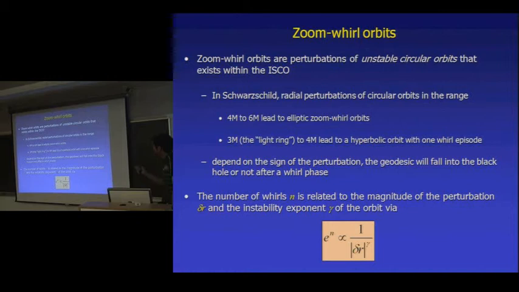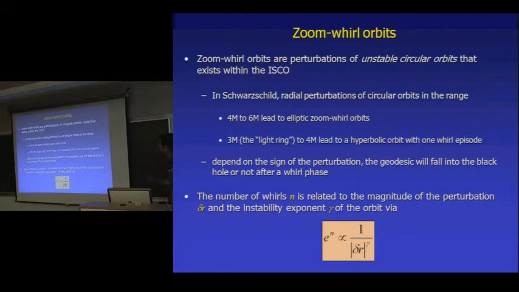these circular orbits are actually eccentric, in the sense that they look circular until you perturb them, and then you see that they actually are eccentric. So in terms of the integration constants that you'd associate with them, you give them some eccentricity. For example, if you start with orbits in the range 4M to 6M and you perturb them, you get elliptic zoom-whirl orbits. From 3M to 4M, you get hyperbolic orbits, in the sense that they're one little episode and then they'll either escape or plunge through the black hole.